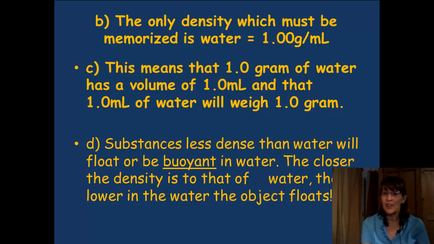So the closer the density is to that of the water, the lower in the water the object floats. So let's say you have a density of something and it's 0.8 grams per mil. Well, it's going to float on the water. But let's say you have something that's a density of 0.97 grams per mil. It's going to float, it's going to stay up towards the top, but it'll be hanging low in the water there.